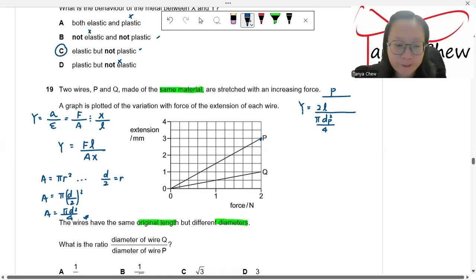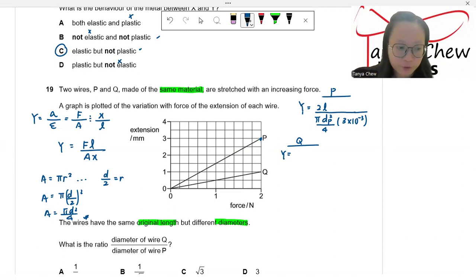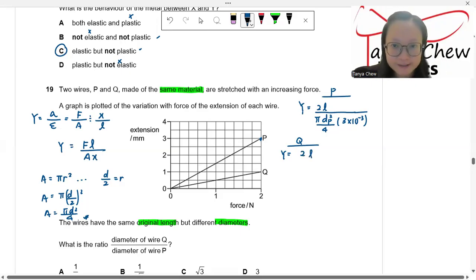Extension of P is 3 mm. I'm going to put it as 3 times 10 to the power negative 3 because I want to change it to meter. Okay, P. And for Q, the Young modulus of Q would be, length of Q would be the same original length, and the force of Q is 2. 2L, and 1 is the extension, sorry. Pi dQ squared over 4. The extension of Q is 1 times 10 to the power negative 3.